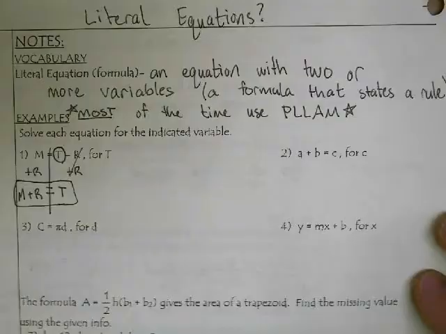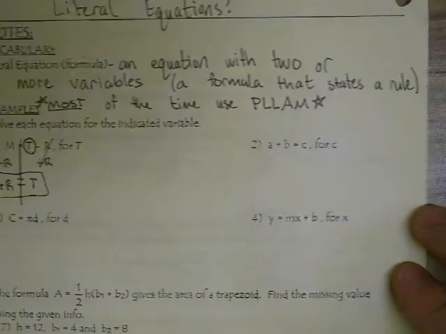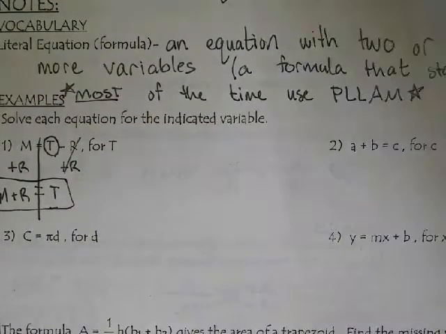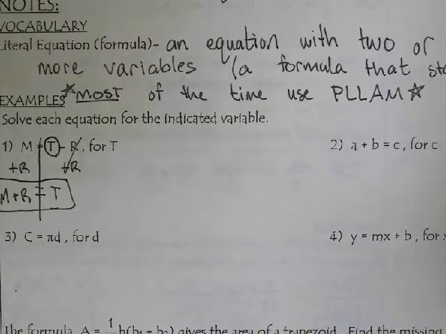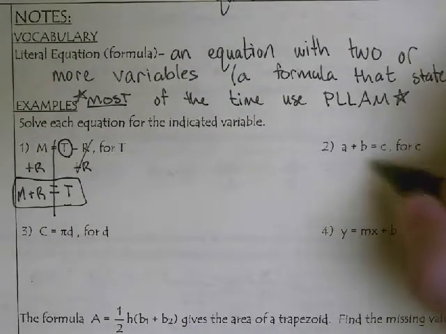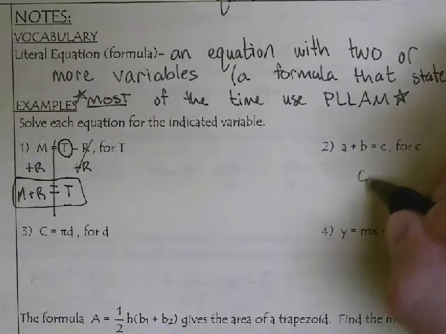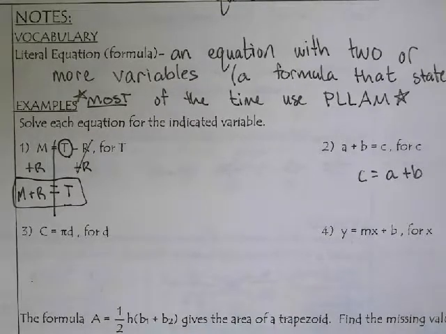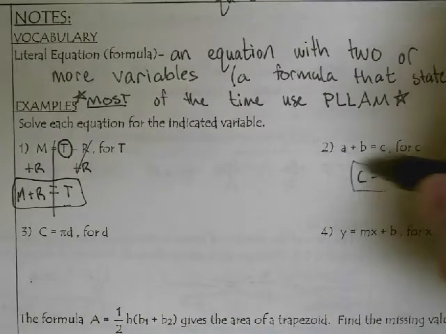On number 2, a plus b equals c. If we're solving for c, what do we have to do? That's exactly it. It's already solved for c. This problem's already done. So if I want, I can just rewrite it, switching sides, and say c equals a plus b, and it's solved for c.